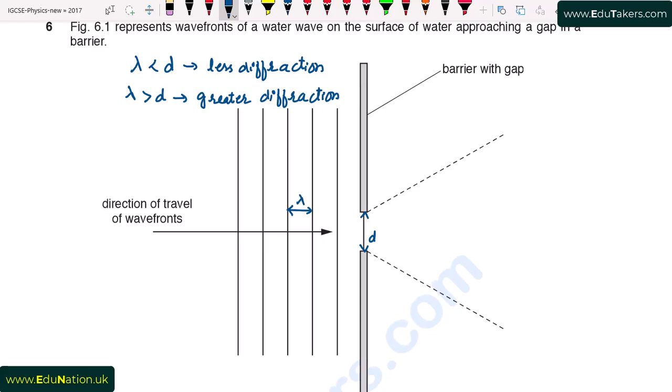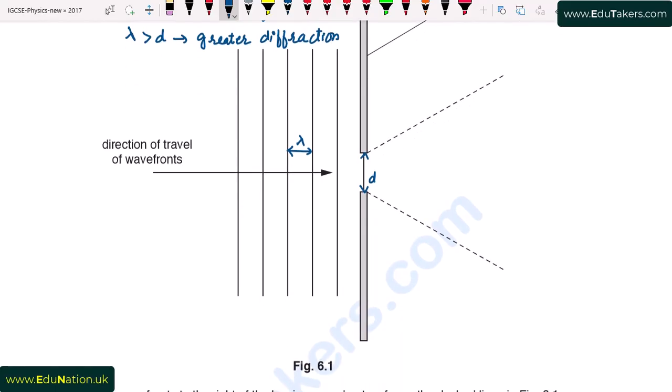Now I am going to draw the wavefronts on the right side of this barrier. There will be less bending. You have to consider this. Now I am going to draw this wavefront, and we also have to be very careful that the distance between the wavefronts on the right hand side will be equal to the wavelength that is here. Now I draw here.